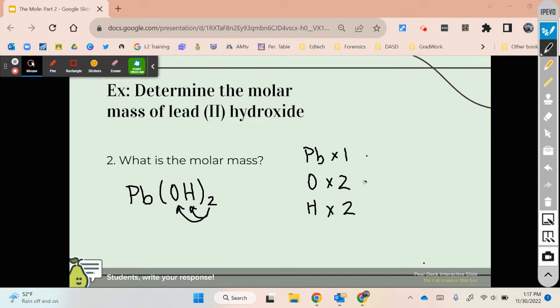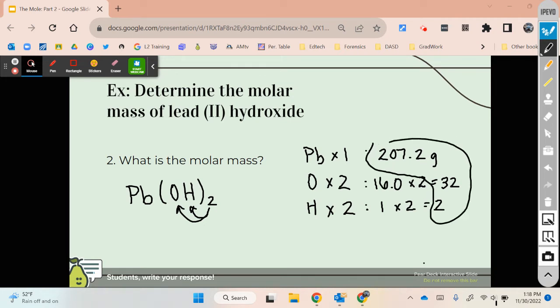So if I look on the periodic table and I see what those masses are equal to listed there, lead has an atomic mass of 207.2 grams. Oxygen is 16.0, but there's two of them, which is equal to 32. And hydrogen is 1, but there's two of them, so that equals 2. So when we add up these values, what we end up getting is 241.2 grams per mole. So this here is the molar mass of lead hydroxide.